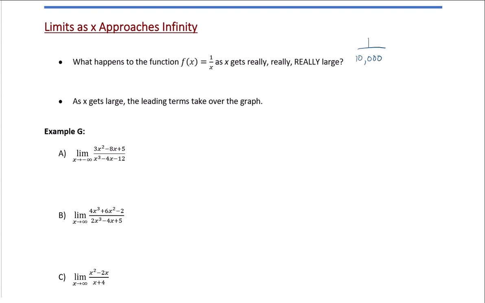Let's consider the fraction 1 over 10,000 or even 1 over a million. If we were to take the limit as x approaches either positive or negative infinity of the function 1 over x, we can visualize that as x is getting very large, 10,000, a million, that value is getting smaller and smaller and smaller and is basically approaching 0. So as x gets large, the leading term takes over the graph.